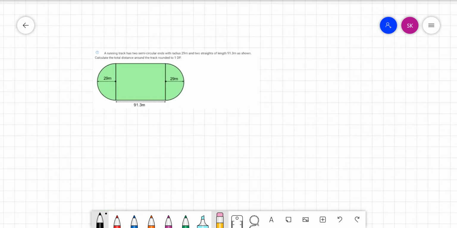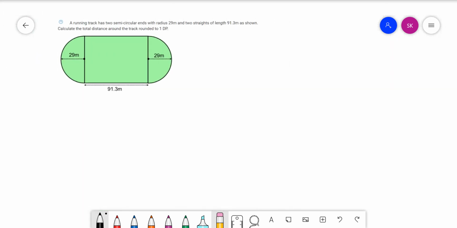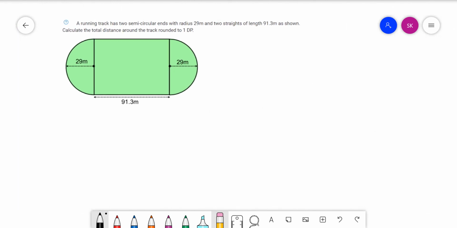Right, now then, what is this monstrosity? Well, it's example number 4, isn't it? So a running track has 2 semicircular ends with radius 29 meters and 2 straights of length 91.3 meters as shown. Calculate the total distance around the track rounded to 1 decimal place. So, I want you to pause the video and have another go. Press play when you're ready for me to go through it.